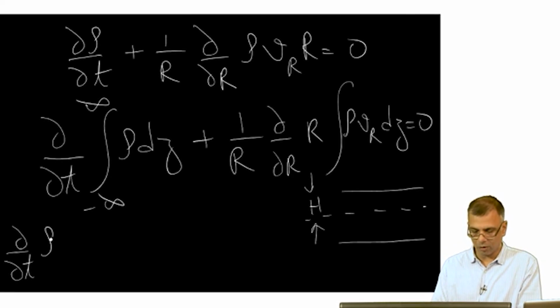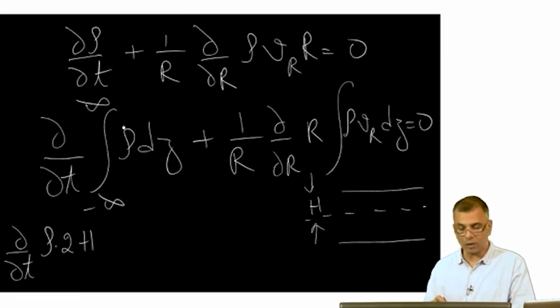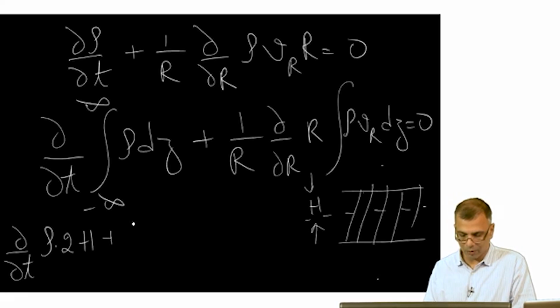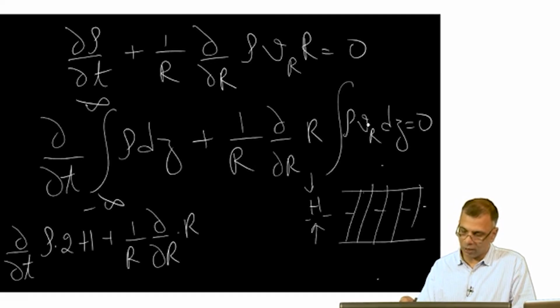rho times 2h. So this integration, because there is no vertical structure, I can pull the rho out, and the integration of dz from minus infinity to infinity essentially becomes 2h, because there's nothing else. This is the accretion disk, and there's nothing here or there. So this essentially becomes rho times 2h plus 1 over r d over dr r, and I pull both of these, the rho and the Vr.